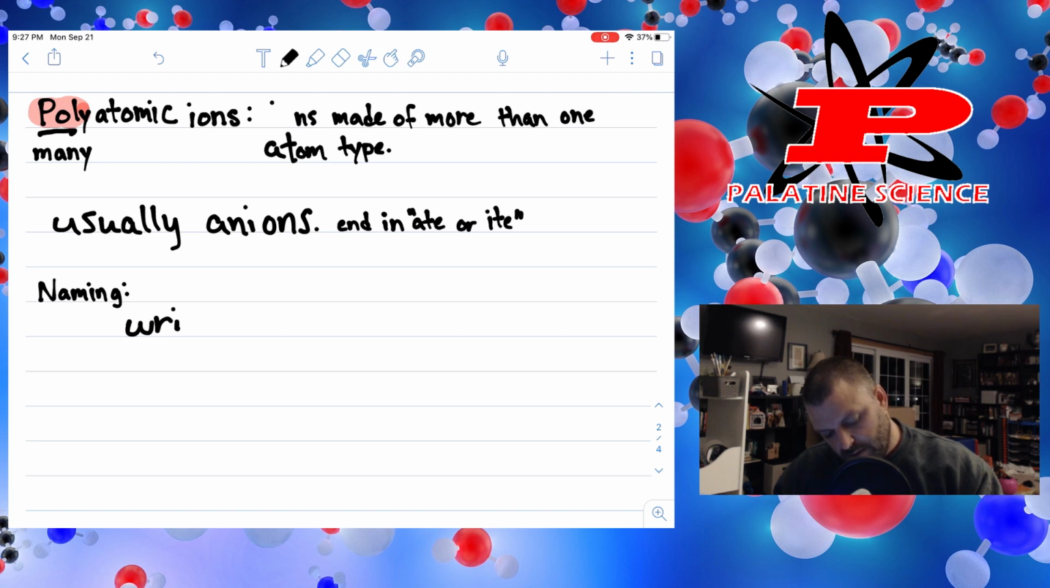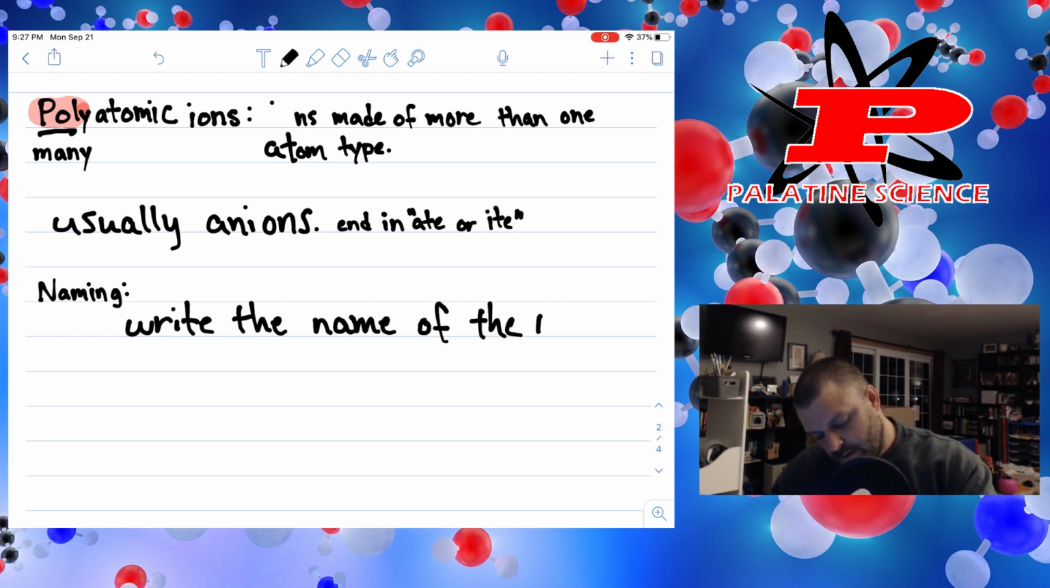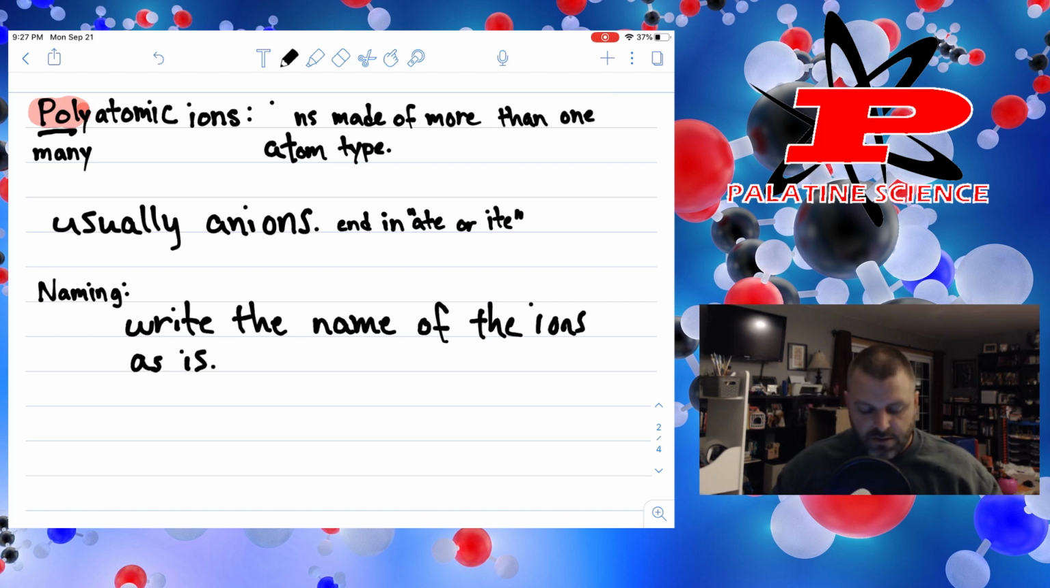You write the name, and you just write it as is. Very simple, very straightforward, right? So you don't have to worry about changing any endings. You don't have to worry about transition metal charges. You just write the name of the ions as is.